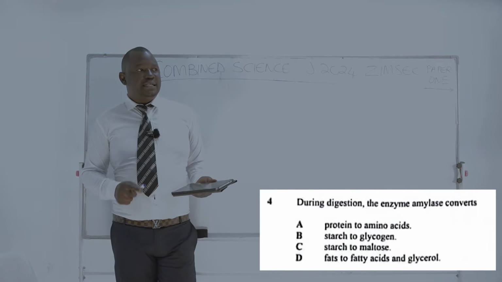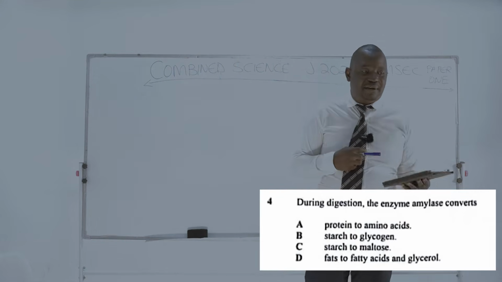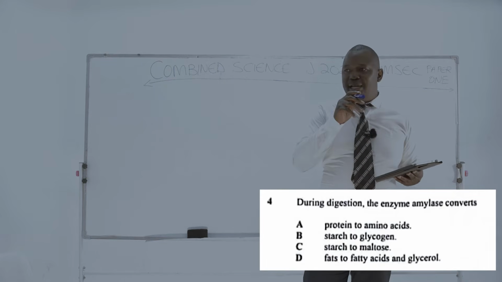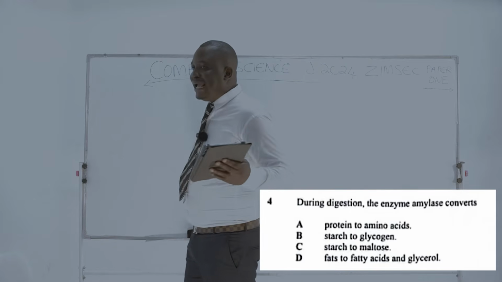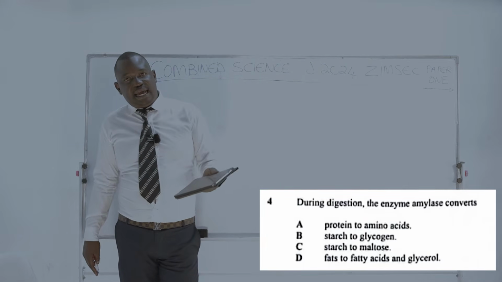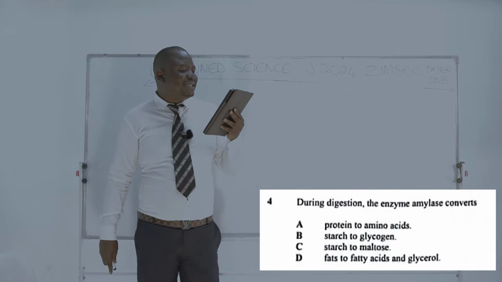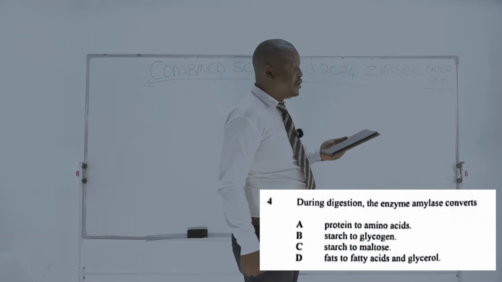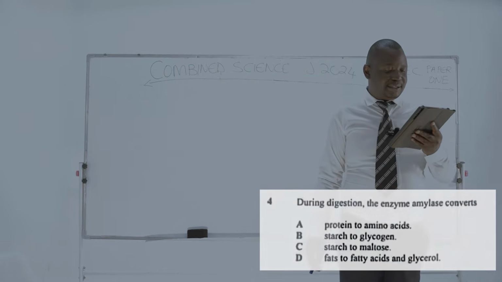All right. So the enzyme called amylase is found in the mouth, produced by the salivary glands. We have the enzyme amylase in the mouth, produced by the salivary glands. Then we have amylase in the pancreas. And the purpose of amylase is to convert starch to maltose. So starch is converted to maltose by the enzyme amylase.